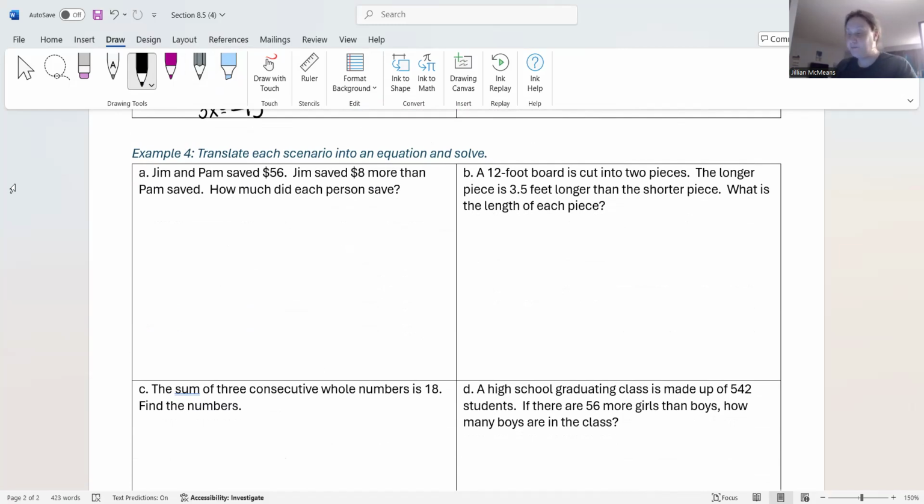So part A, let's see. Part A was definitely me watching The Office because we have Jim and Pam. I think the other ones don't have names.